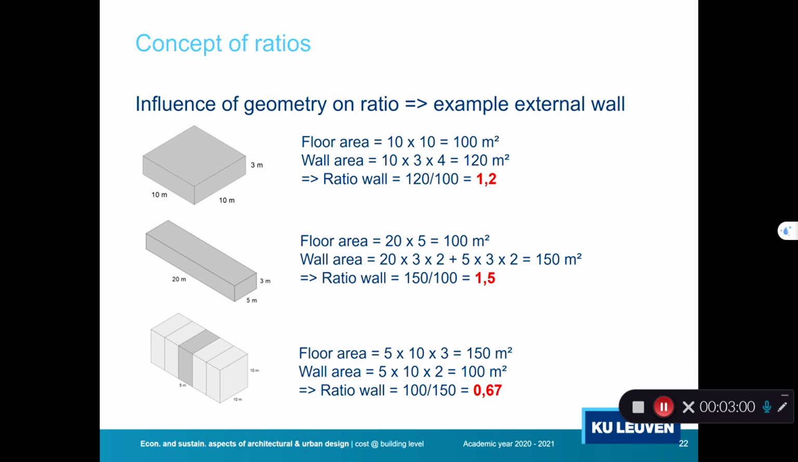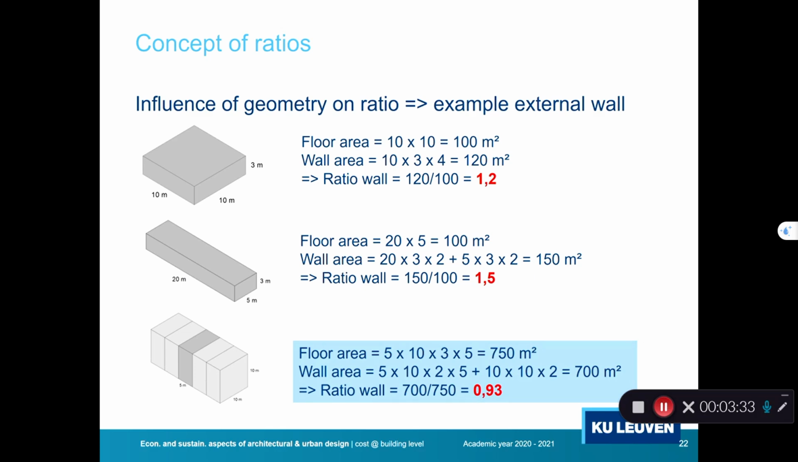The same exercise is done for the third example, where the external wall is more limited as we only have a front and back facade and no side facades. This led to a ratio of the external wall of 0.67, and of the three examples, the last one has the lowest square meters of external wall per square meter of floor area. These numbers can be compared, but it's easier if we compare them in a graphical way.